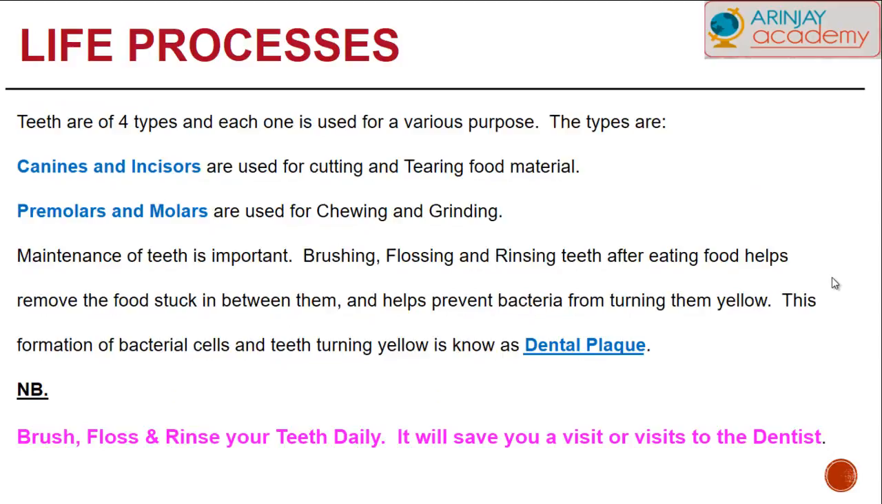There are 4 types of teeth in general. Those that are used for cutting and tearing food material are referred to as canines and incisors. Premolars and molars are the other 2 types and are used for chewing and grinding.